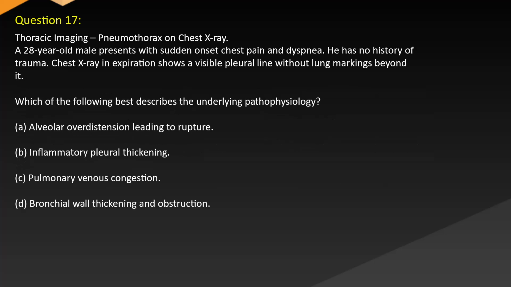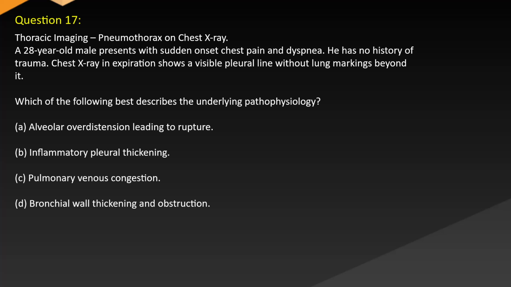Question 17. Thoracic imaging. Pneumothorax on chest X-ray. A 28-year-old male presents with sudden onset chest pain and dyspnea. He has no history of trauma. Chest X-ray in expiration shows a visible pleural line without lung markings beyond it. Which of the following best describes the underlying pathophysiology?